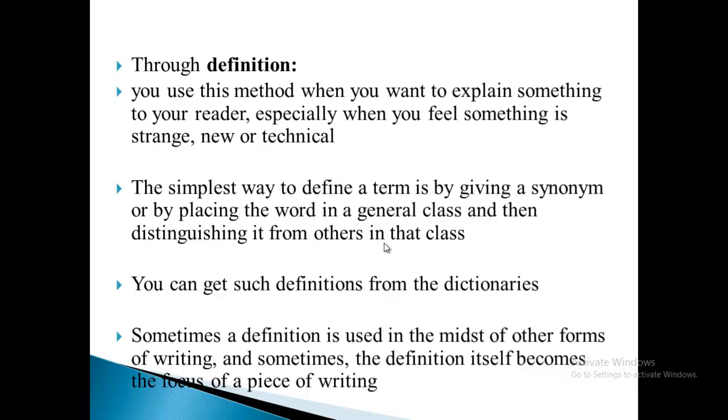The simplest way to define a term is by giving a synonym or placing the word in a general class and then distinguishing it from others. You can get such definitions from the dictionaries. Sometimes a definition is used in the midst of other forms of writing, and sometimes the definition itself becomes the focus of a piece of writing.